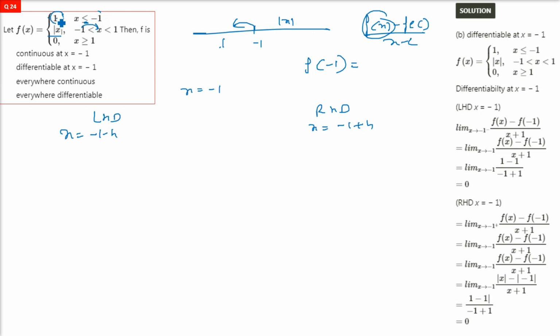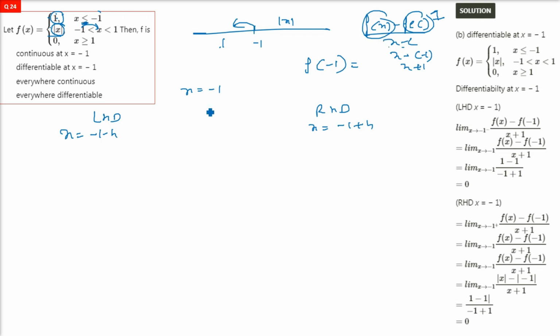Equality sign is in the first. X is less than or equal to minus 1. So equality sign is with negative 1. So f(negative 1) is 1. In place of f(c), you will just replace it by 1. And this f(x) on the right of negative 1, we will replace it by modulus x. When you go on to the left of negative 1, in the same way we have done in the continuity, we will replace it by 1. X minus c, and this c is negative 1 because we are checking at negative 1. So x minus of minus 1, that is x plus 1.